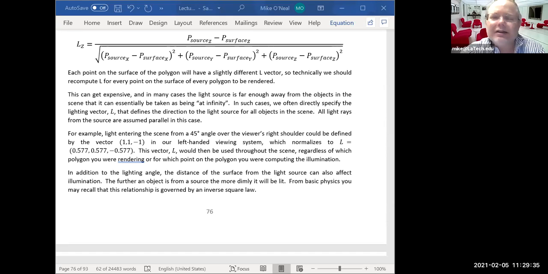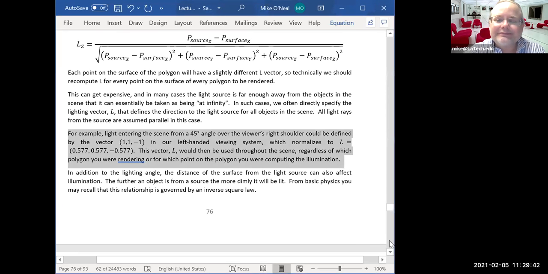Okay. And I hope I was in camera when I was doing that. Hell, who knows at this point? It works in class when we're in person. Okay. So that's the lighting vector. Good.